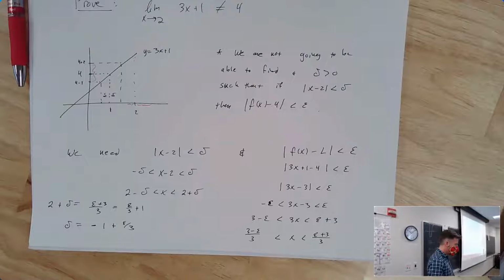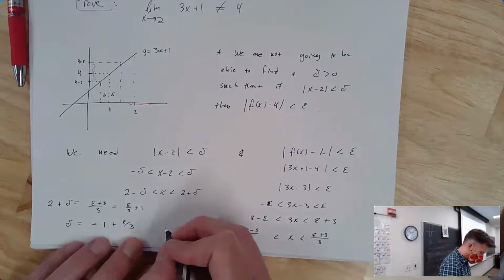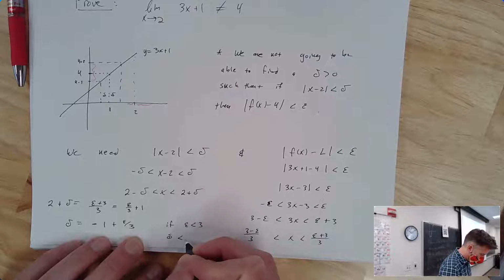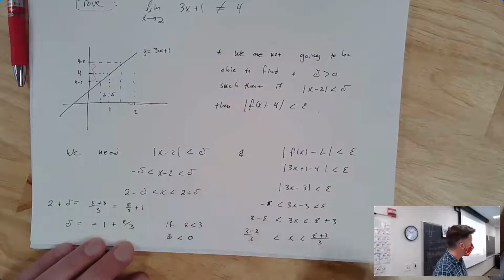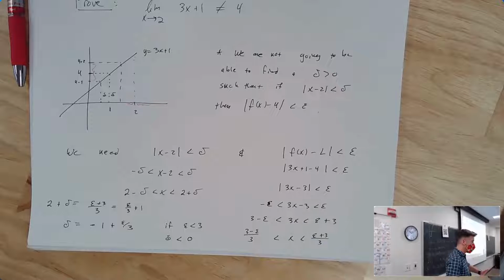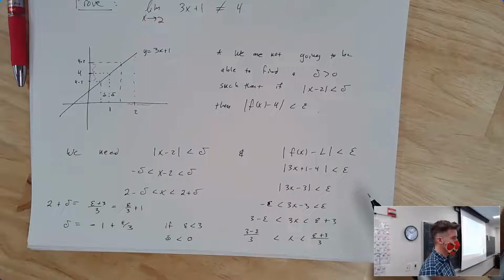But that's not good, right? If epsilon is less than 3, then delta is going to be negative. That's a problem, because the way this is supposed to work is that for any positive epsilon, we should be able to find a corresponding positive delta, so that if the absolute value of x minus 2 is less than that delta, then the function minus the limit is less than epsilon. But we can't, right?